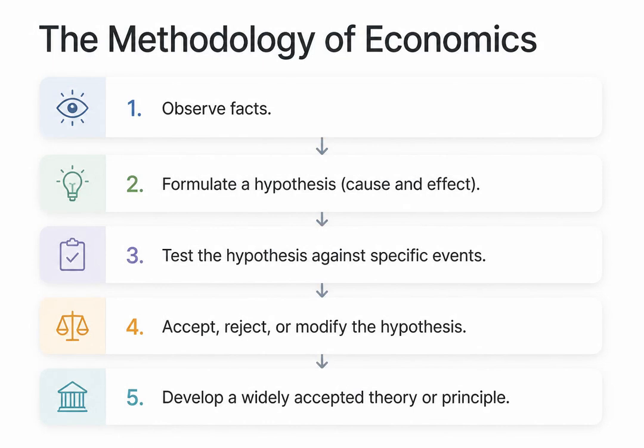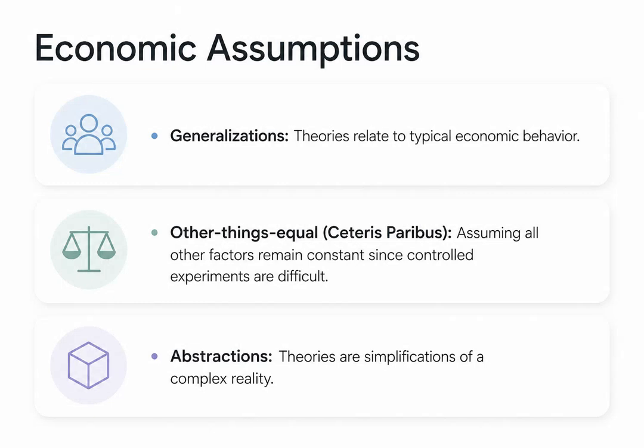How do economists actually study these choices? Like other sciences, economics relies on the scientific method. Economists observe real-world facts, formulate a hypothesis about cause and effect, and then test that hypothesis. If a hypothesis is continually tested and widely accepted, it becomes an economic theory or principle used to predict future behavior. Because economists cannot easily conduct controlled laboratory experiments on whole societies, they rely on assumptions.